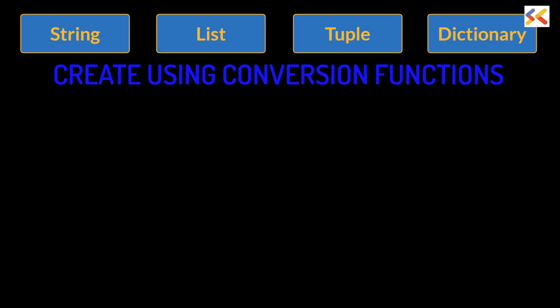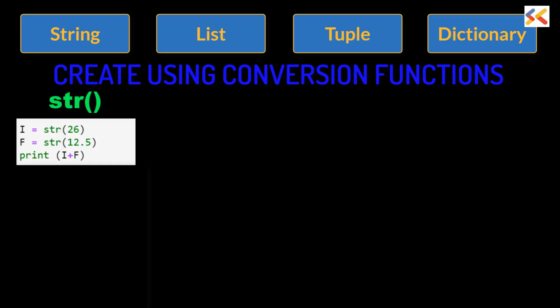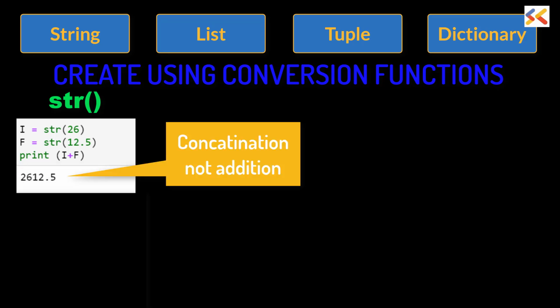Now let's look at what are the different ways to create them by converting one data type to another. String has str function which can be used to convert any other data type into string. So if you give it an integer or float number and submit, it will concat instead of adding as they are converted into string, so showing string behavior.